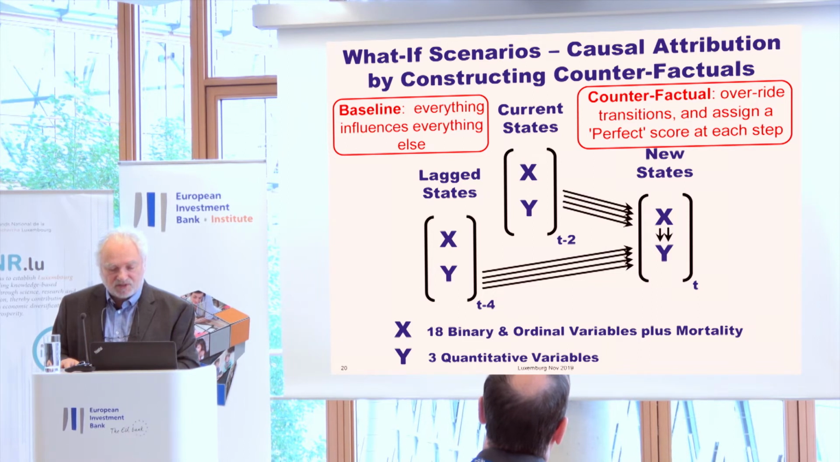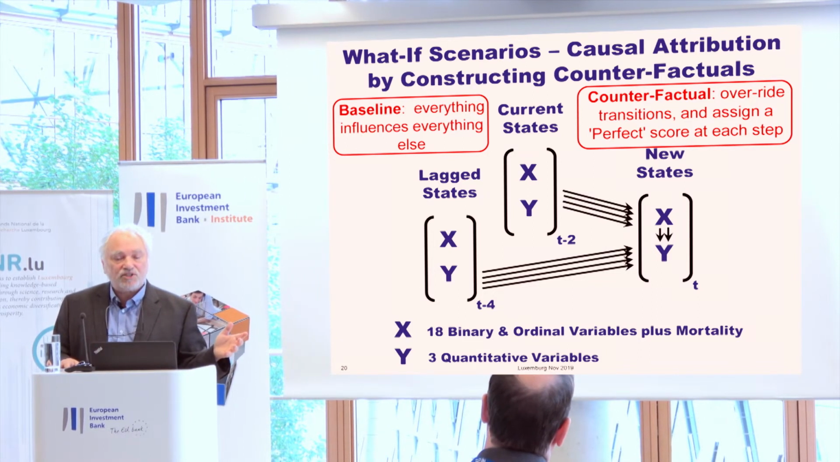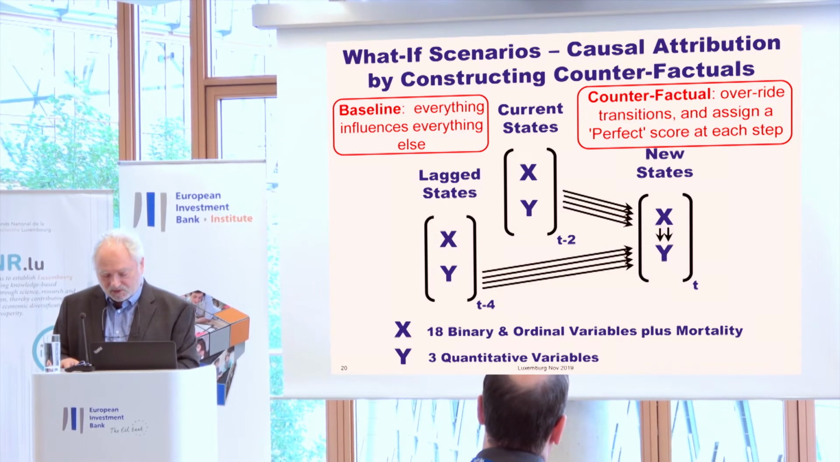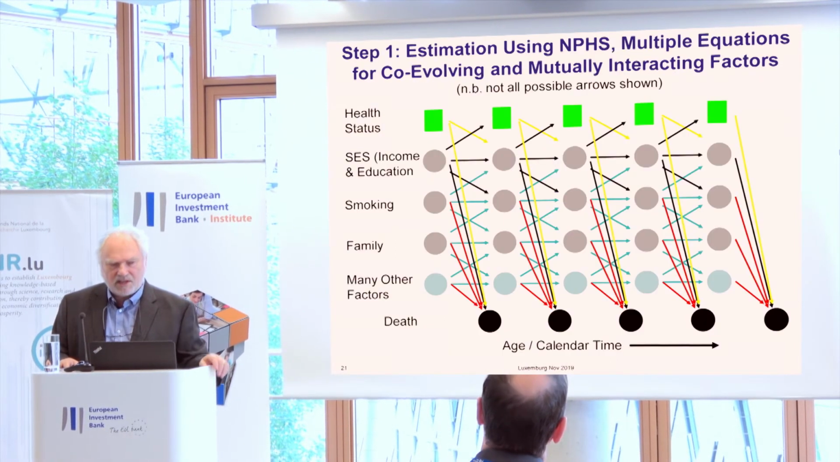And then the counterfactual is we just override the transitions. I'll show some pictures of that in a minute. And we're going to assign a perfect score. Somebody said to me, Michael, what you're doing is sort of the knockout gene analogy in social epidemiology. So yeah, maybe that's what it is.